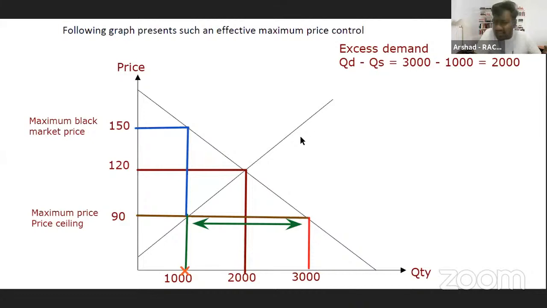Okay, the black market price. The black market price is any price above the maximum price. A black market price is an illegal price, right? So any price above 90 is a black market. So guys, this entire area could be a black market area. But what is the maximum black market price?